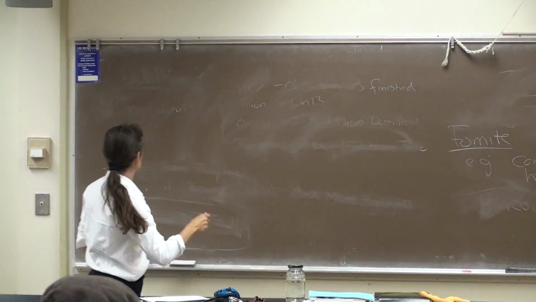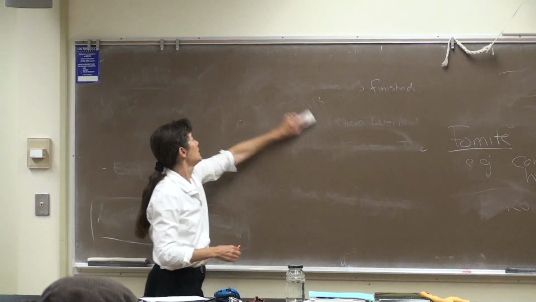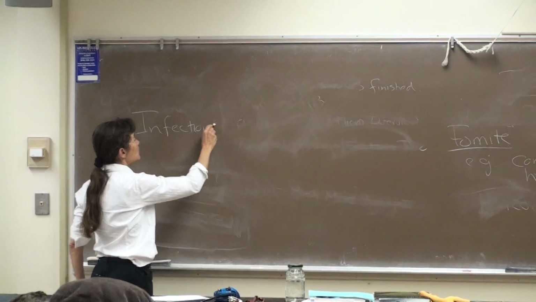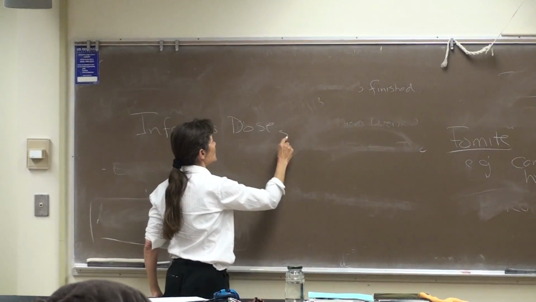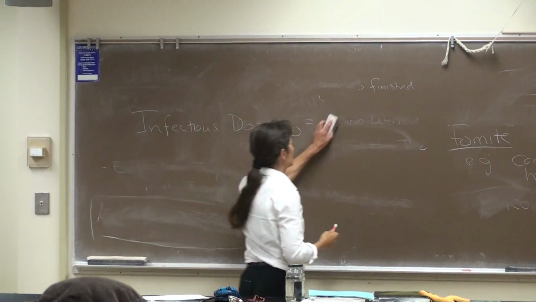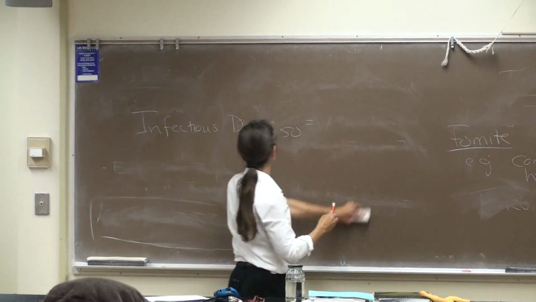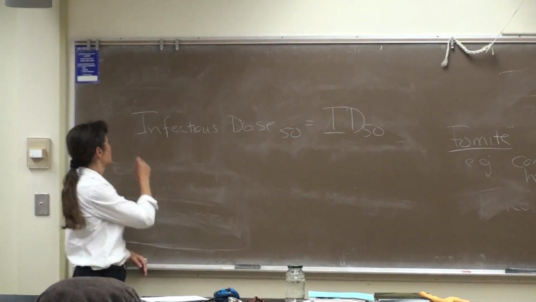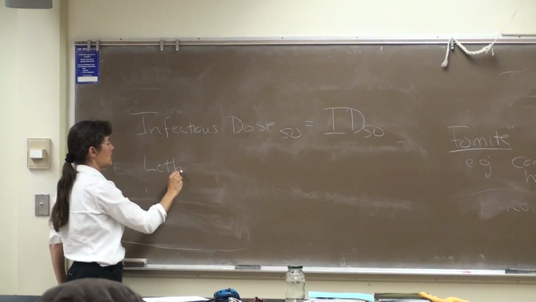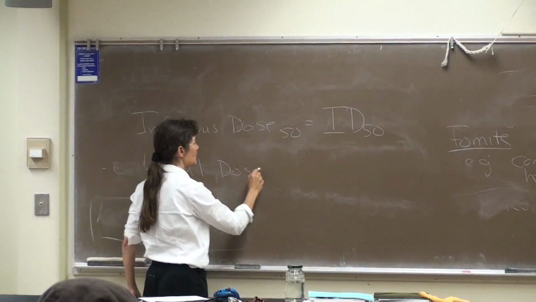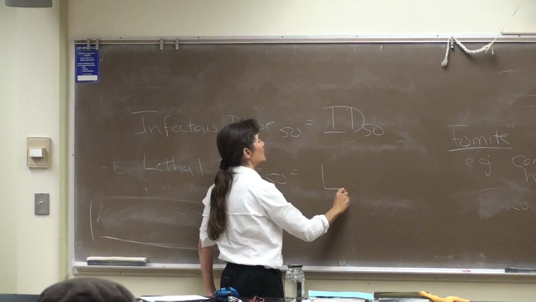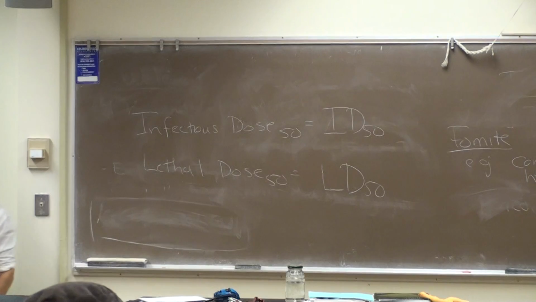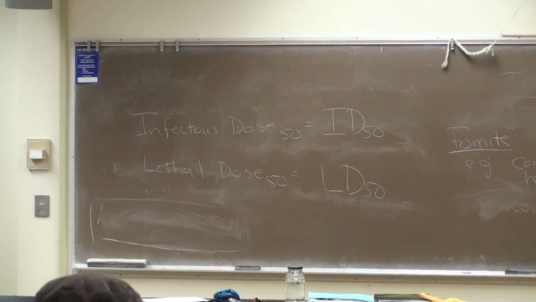Okay, so first of all, we want to understand what is infectious dose 50. Infectious dose 50 is the number of pathogens required to infect 50% of a population of organisms. So it's called ID50. And the second term that I'd like you to know is called lethal dose 50. So what do you think lethal dose 50 is? Good. It's the number of pathogens required to kill half the population of test organisms.